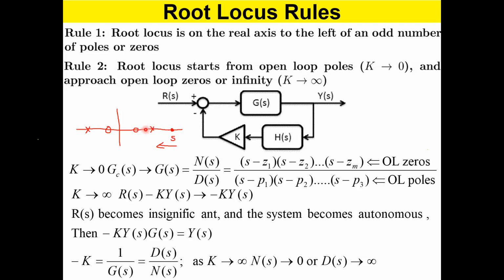Which means when you change your gain, for some gains, your closed loop poles, one pole or two poles, I don't know how many, will actually be here on the real axis. That is what it says. By the way, this pole and this pole, this zero and this zero, where are they coming from?